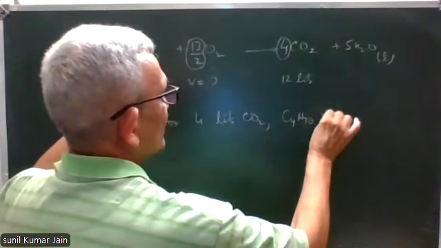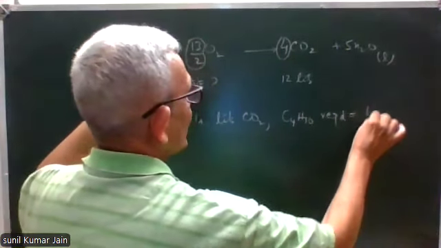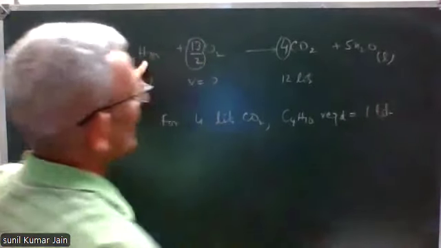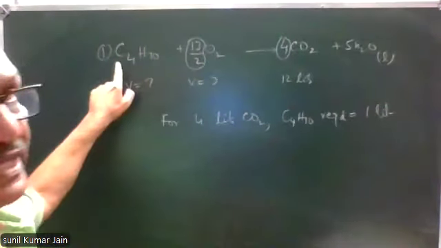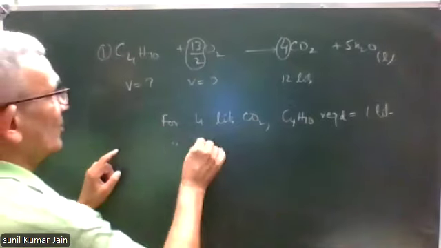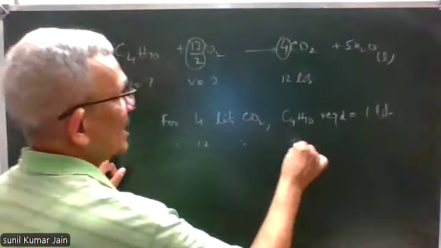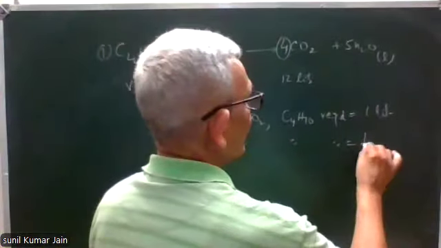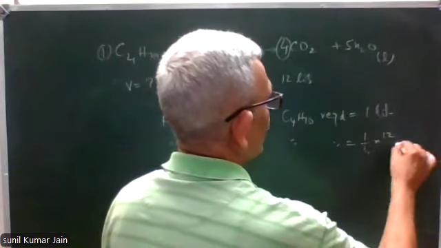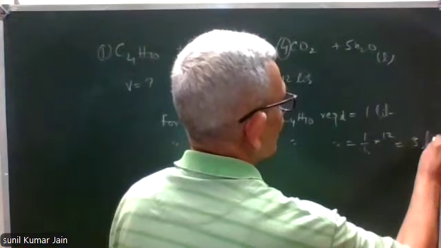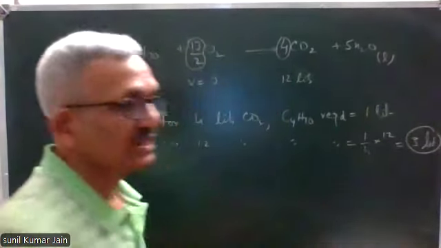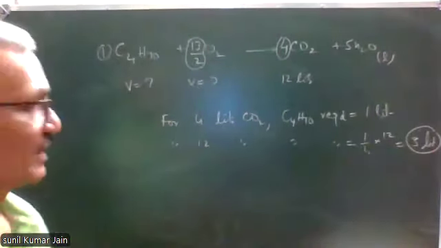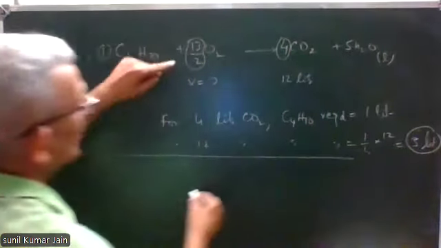butane required is equal to 1 liter. For 4 liters, butane required is 1 liter. For 12 liters, how much butane is required? That you can calculate, 1/4 into 12, 3 liters. This is one answer. Now, second part, oxygen.